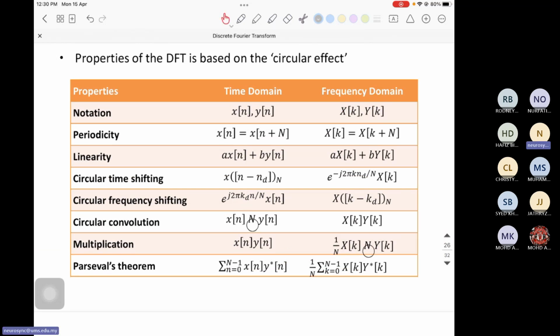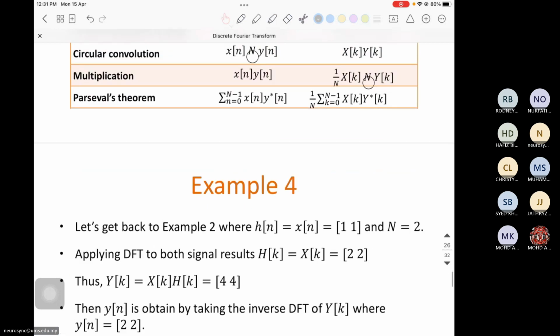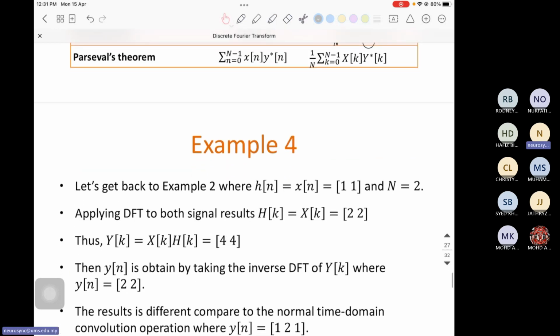And this is Parseval's theorem. So summation from n equal to 0 to N minus 1, x of n, y conjugate of n, is equal to the frequency domain expression, that is 1 by N, summation k equal to 0 to N minus 1, X of k, Y conjugate of k, like this.